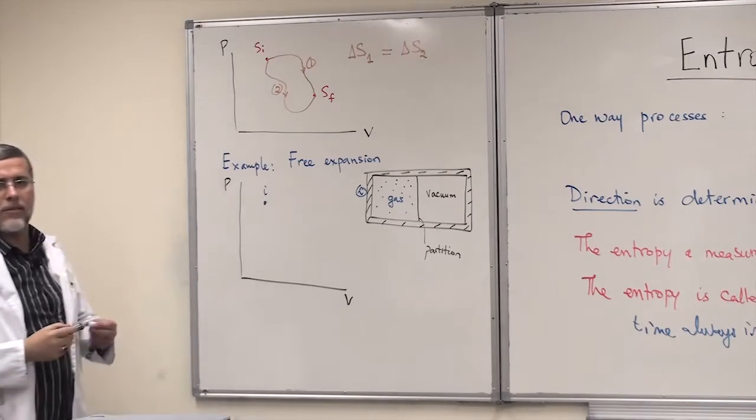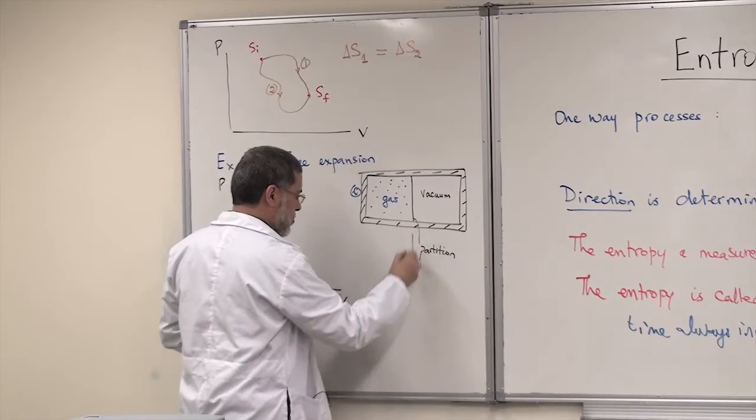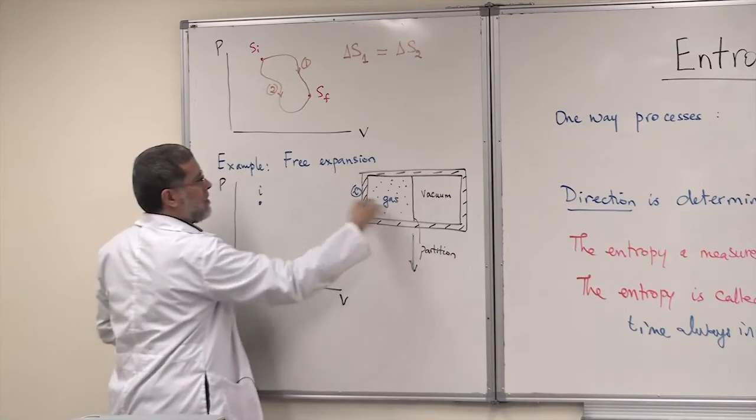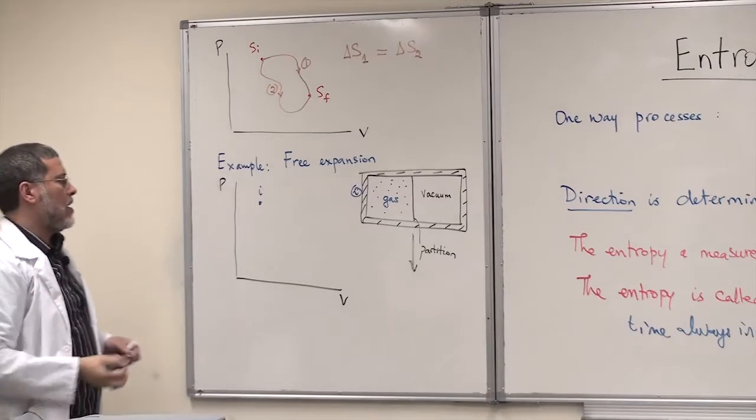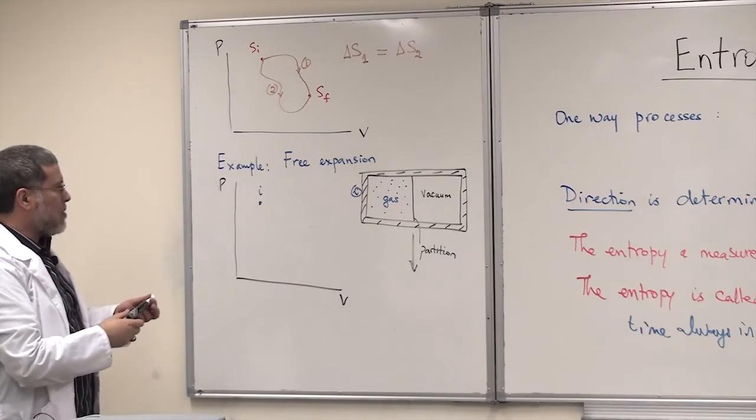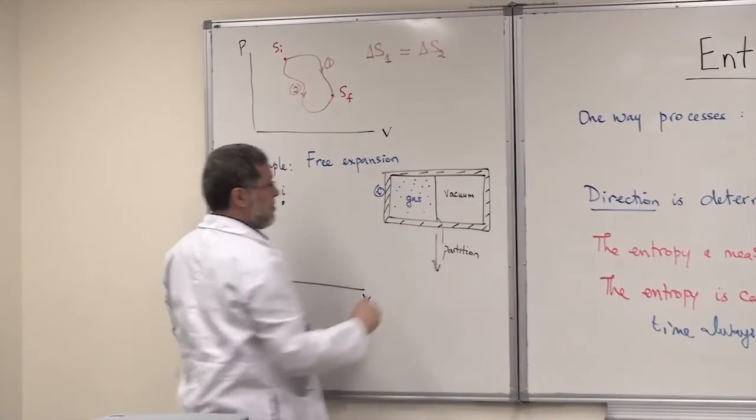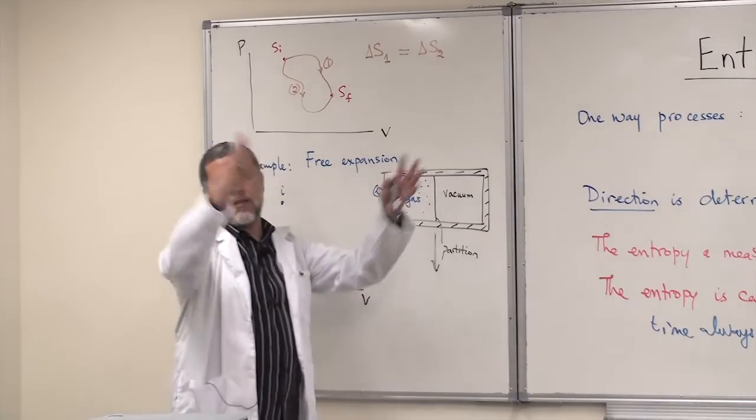Okay, all right. So I'm going now to open the partition. So the gas has an entropy here, in this case, I call it SI, okay? Now I'm going to remove the partition, and this is vacuum here, remember? So what will happen? Of course, the gas is going to expand.